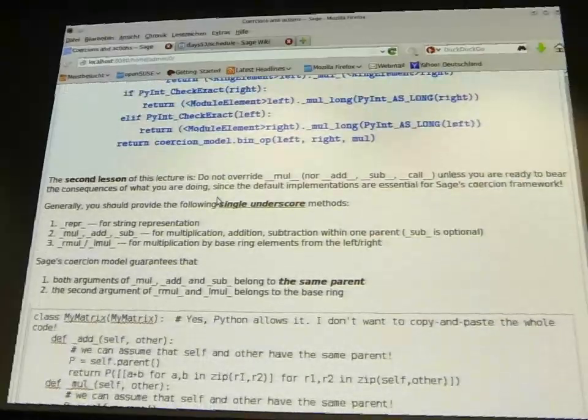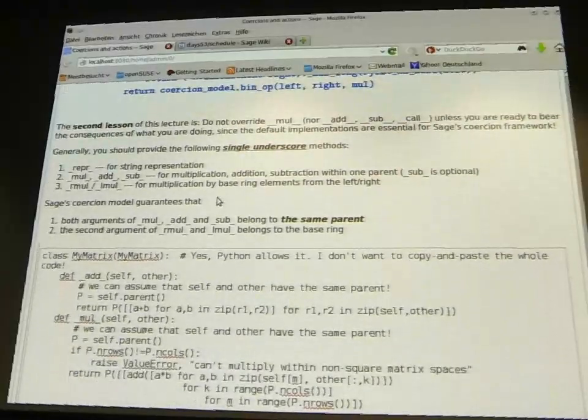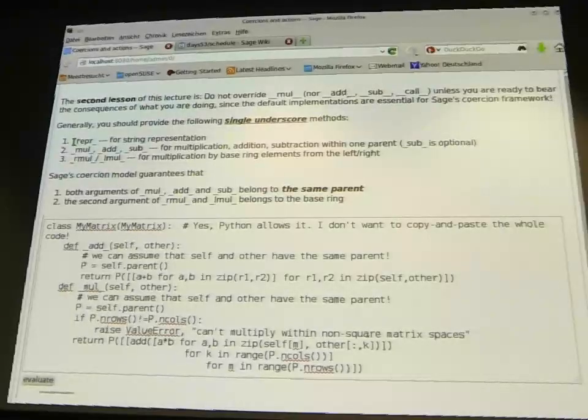So the second lesson of this lecture is: do not override these double underscore methods, neither multiplication or addition or subtraction, also not calling, because there are reasonable default implementations and it has consequences if you overload them. So for string representation you would have the single underscore repr method, for multiplication the single underscore mul method, addition, subtraction and so on. And we have modules here.